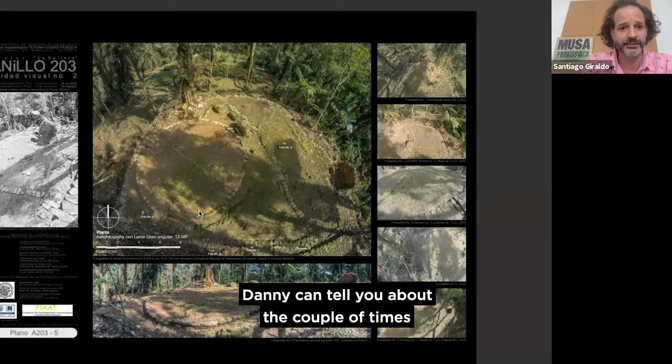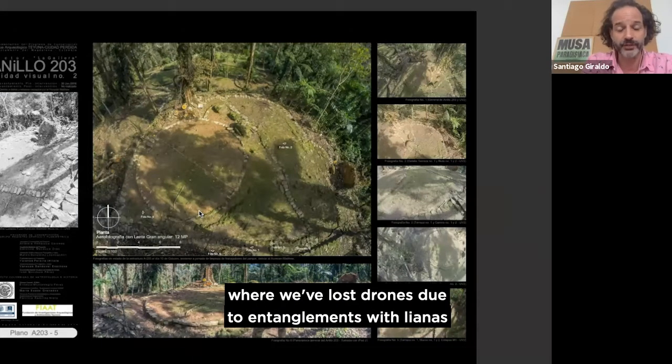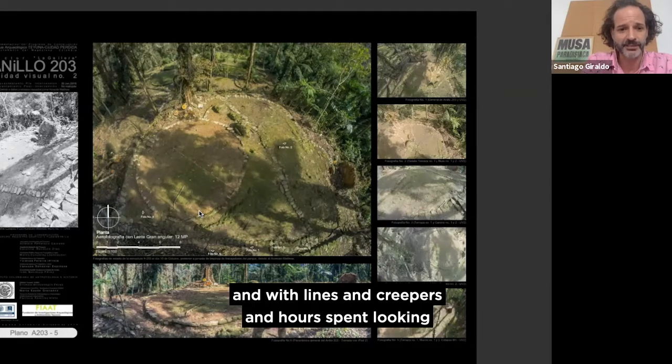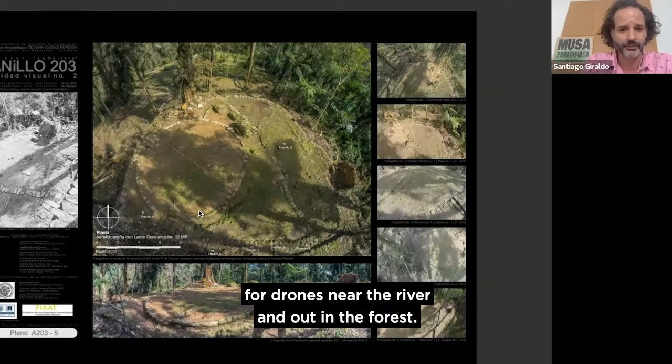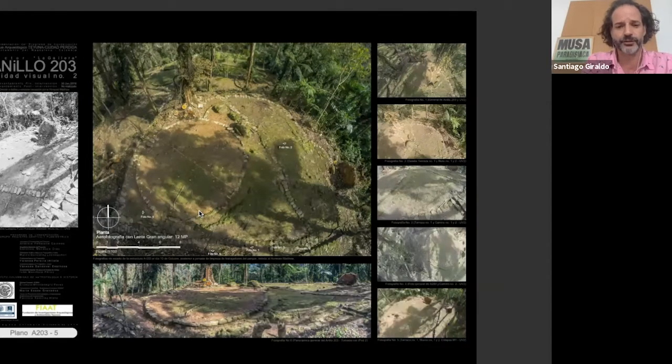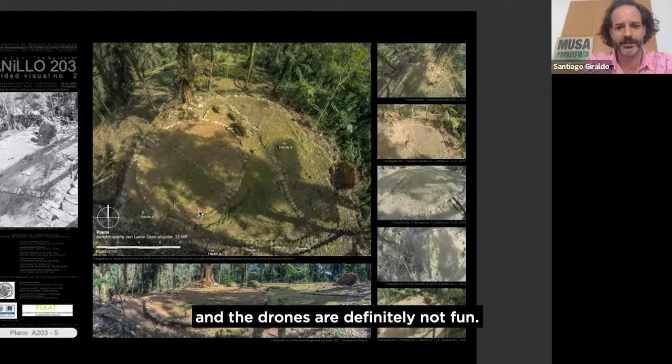Danny can tell you about the couple times where we've lost drones due to entanglements with lianas and with vines and creepers, and hours spent looking for drones near the river and out in the forest. And dead drones are definitely not fun. So the images that you see right here have been taken with a very long pole that we have to use to actually do this.